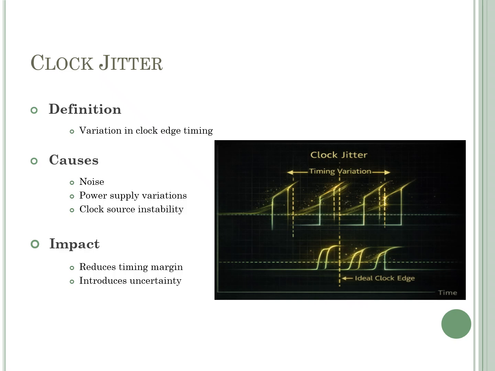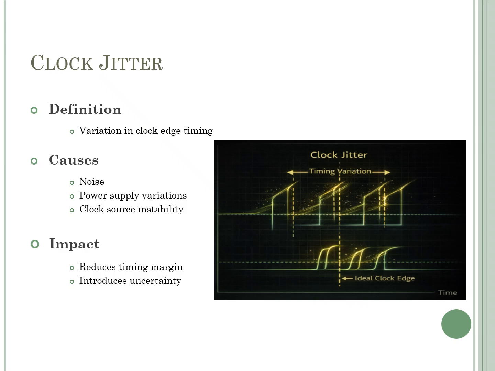Why does clock jitter happen? Clock jitter occurs due to various real-world factors. First is noise. Electrical noise in the circuit can disturb the clock signal. Second is power supply variation. Fluctuations in the supply voltage affect the timing of the clock generation. Third is clock source instability. Oscillators and PLLs are not perfectly stable. They introduce small variations in timing.